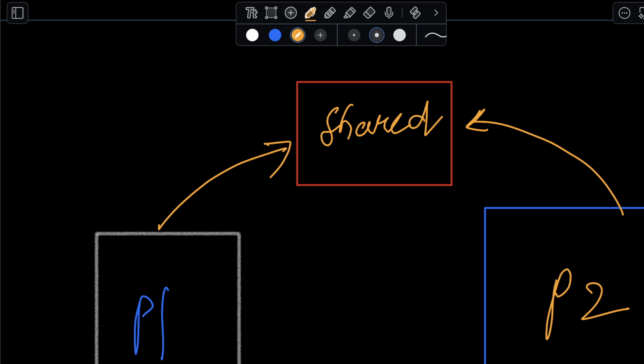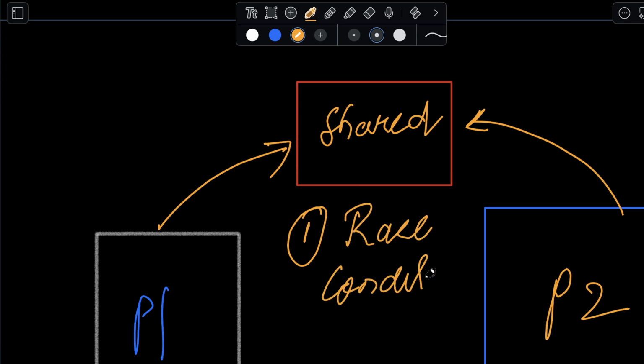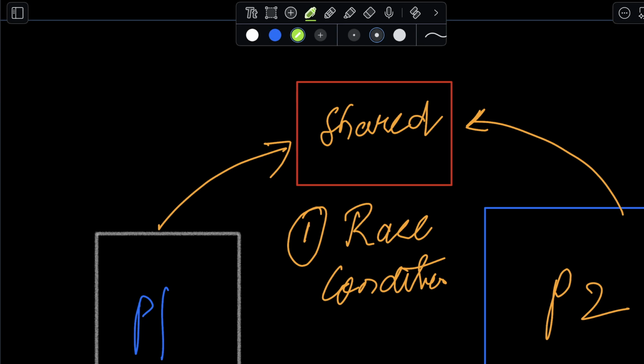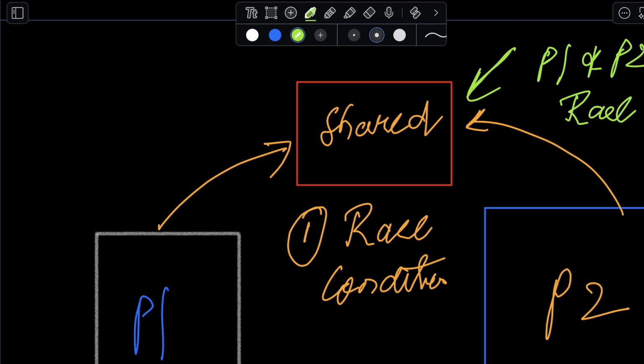So the first problem that arises is race condition, right? Race condition means whichever of these two processes reaches the shared resource first accesses it and changes the value. So there is a racing between P1 and P2 happening. P1 and P2 race for the resource. So this is basically something called racing, right? We don't want this to happen.